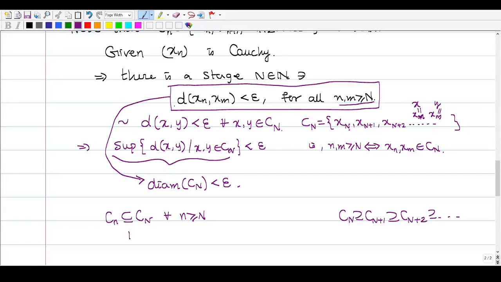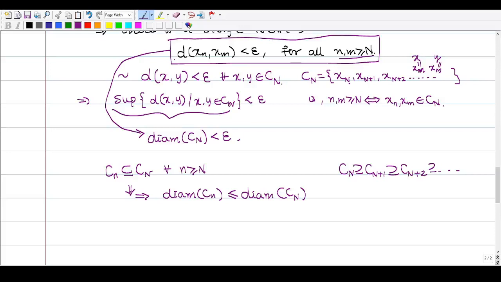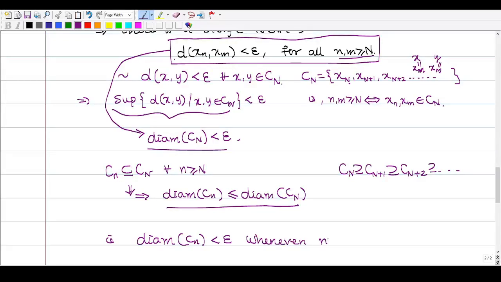From this we get that diameter of Cn is less than or equal to diameter of capital C N. Clubbing this and this, diameter of Cn is less than or equal to diameter of capital C N, which is less than epsilon, whenever n is greater than or equal to natural number N. This implies diameter of Cn is less than epsilon.